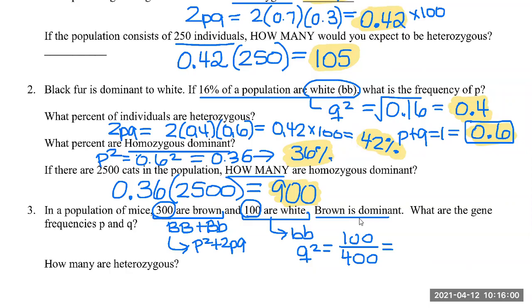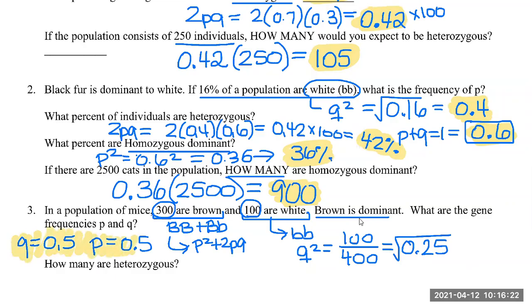So Q squared is actually going to be 0.25, which means they're asking for P and Q. So if I take the square root of this, I'm going to get that Q is equal to 0.5. And since P plus Q is equal to 1, P would also be equal to 0.5.